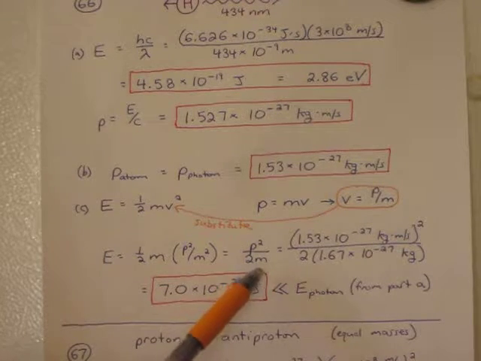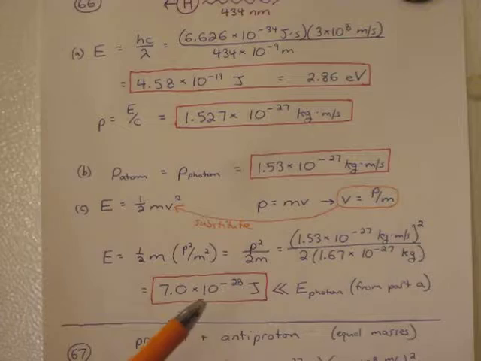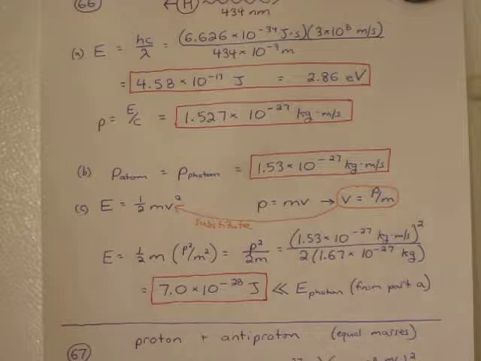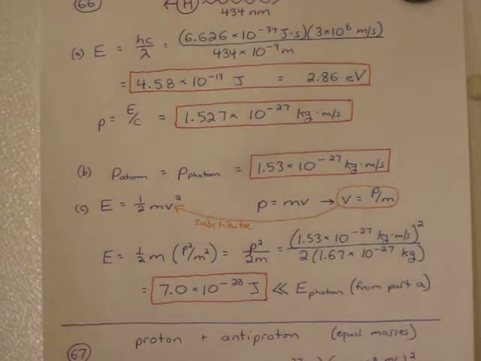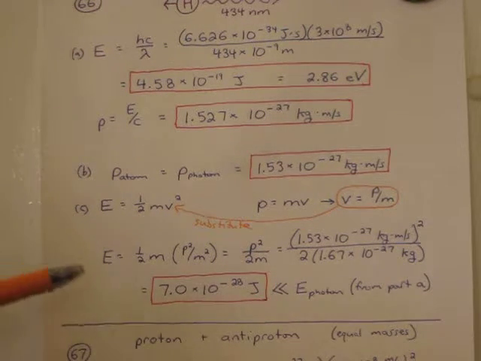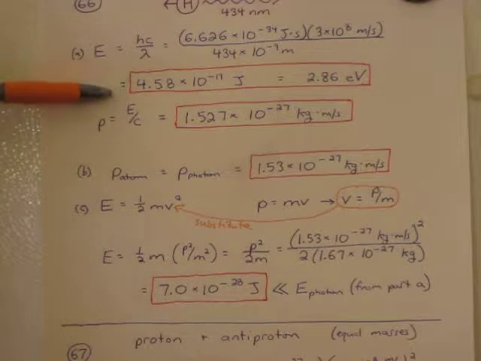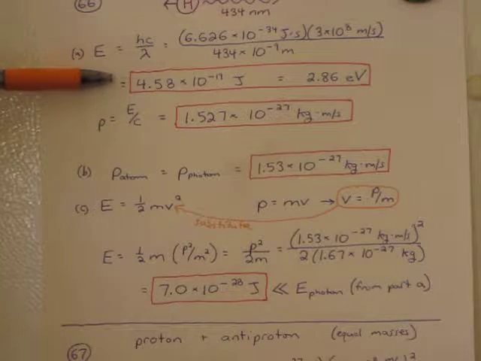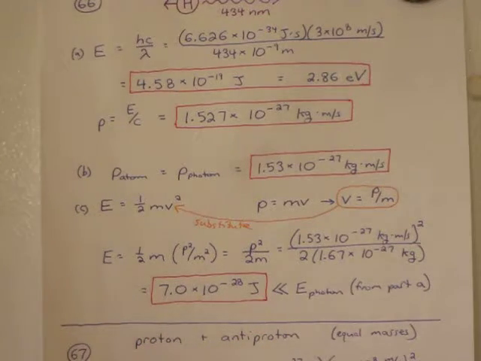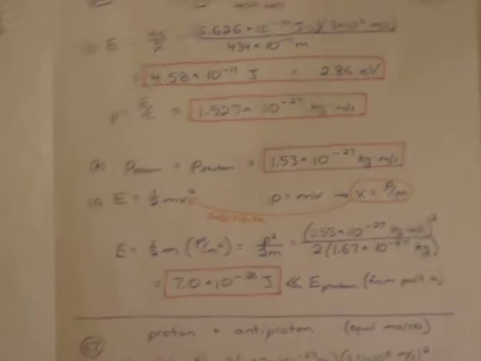We know the momentum, we got that in part B. Mass of a hydrogen atom is about the mass of a proton, 1.67 times 10 to the negative 27 kilograms, and we get 7 times 10 to the negative 28 joules. We compare that with the answer that we got in part A, 4.6 times 10 to the negative 19 joules, and it's about 9 orders of magnitude smaller. So it's much, much smaller than the energy of the photon. That's physics for you.